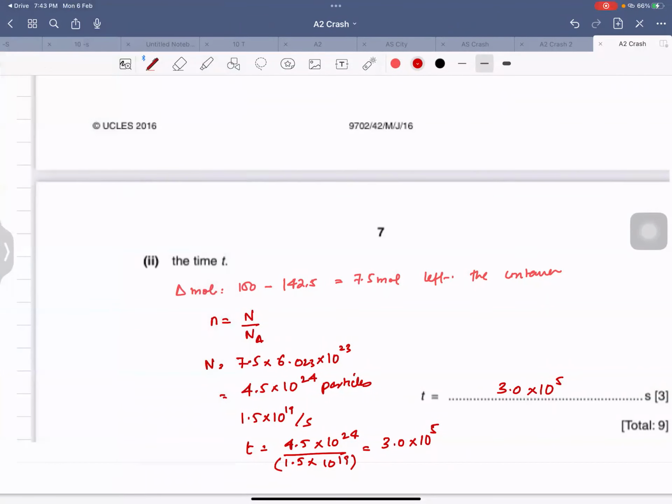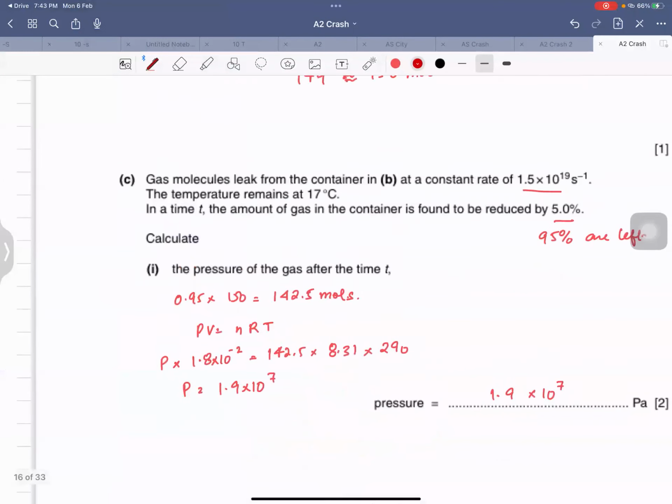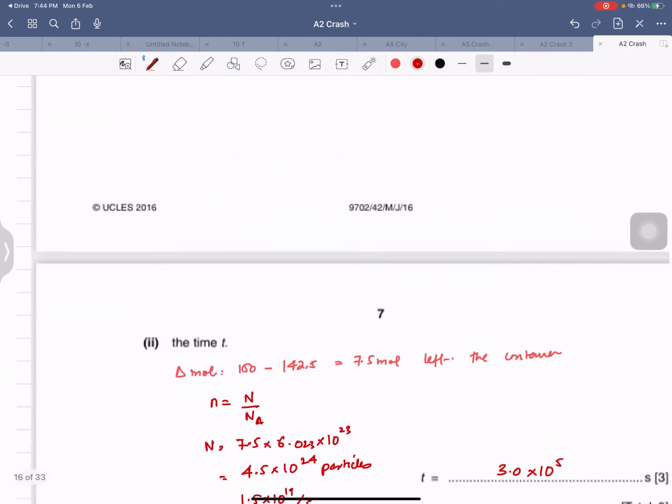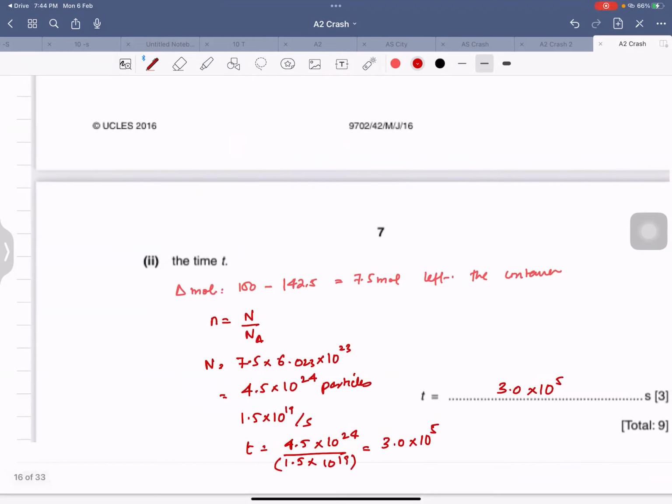Yes, Gatika, what were you saying? Sir, from where did you get 142.5? It was the moles that were remaining after this time. Initially I had this much. Now this is the amount of moles left in the container. So then 7.5 would be the ones that are gone out, right? Got it, sir.